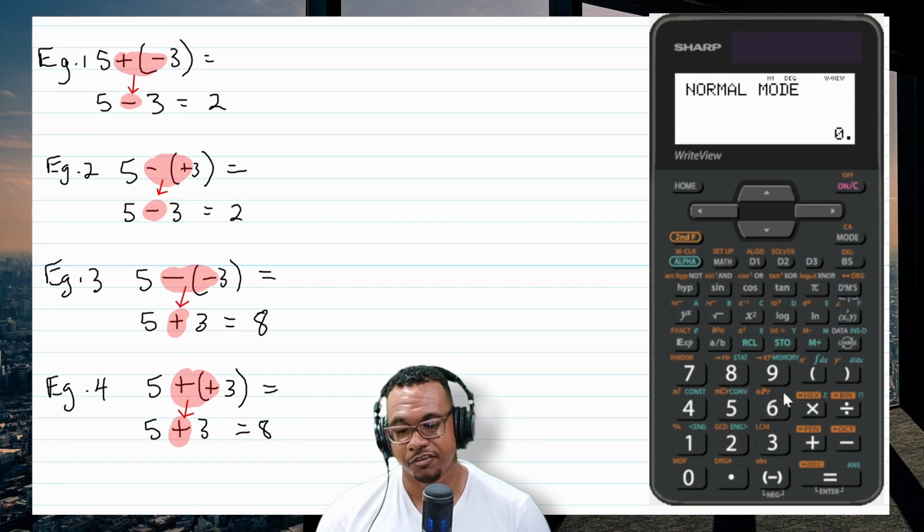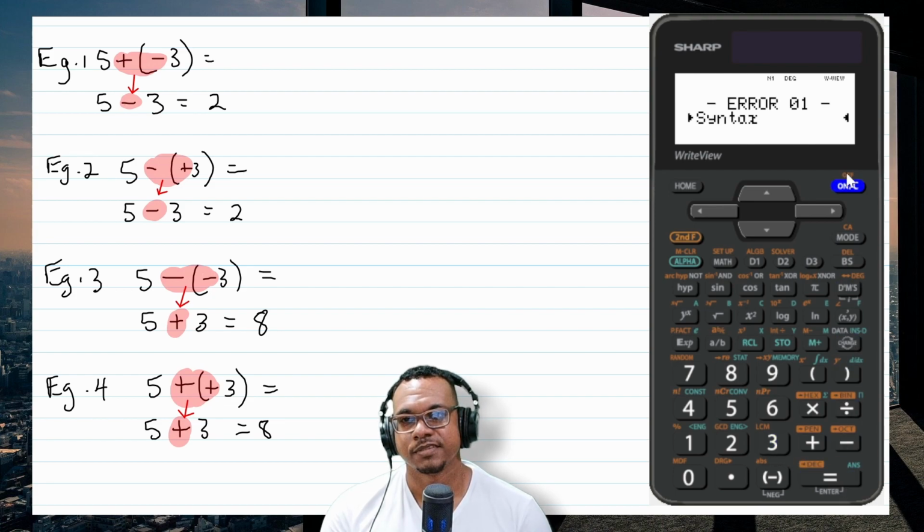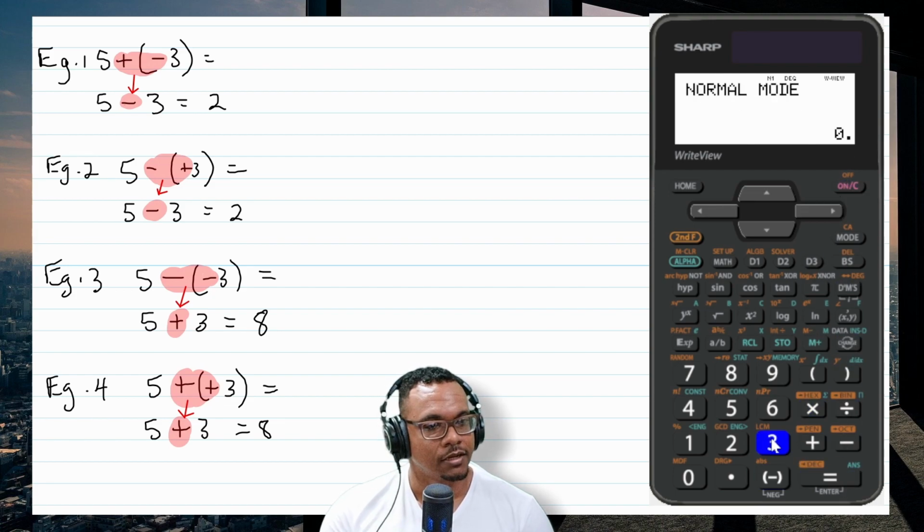Switch it around to the other one. 5 take away positive 3. So 5. Now, that take away is the one in the middle, so I'm not going to press this one. I'm going to press this one, take away, because the take away is in the middle. Looking at example 2, 5 take away positive 3. And if you want to put it positive like this, no problem. Syntax error, so I'll put the brackets.